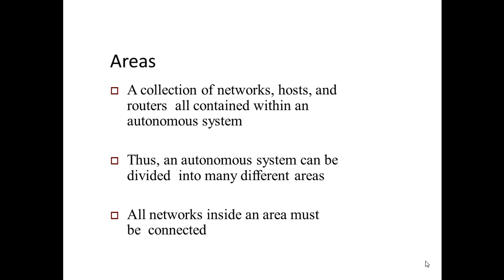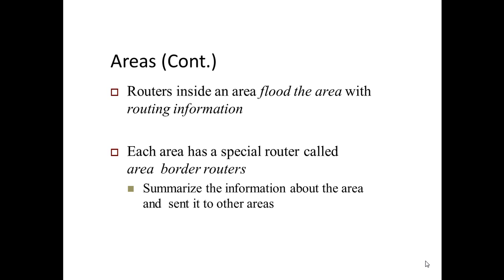An autonomous system can be divided into different areas, and all networks inside the area must be connected to each other. This is also an important point: these devices should be connected within the same area of the same autonomous system. Routers inside an area flood the area with the routing information.